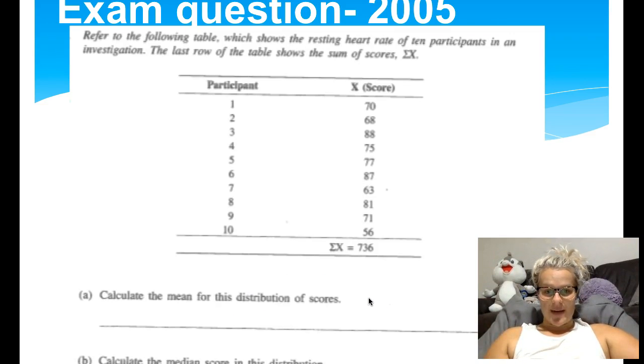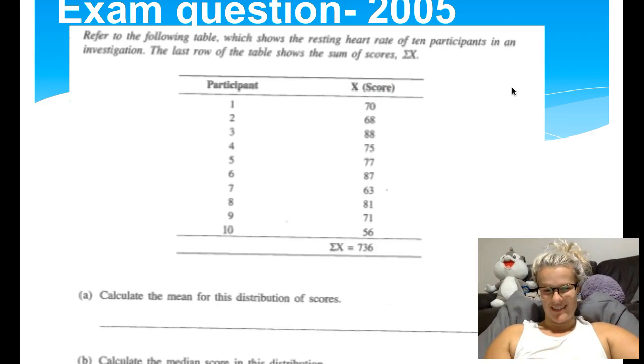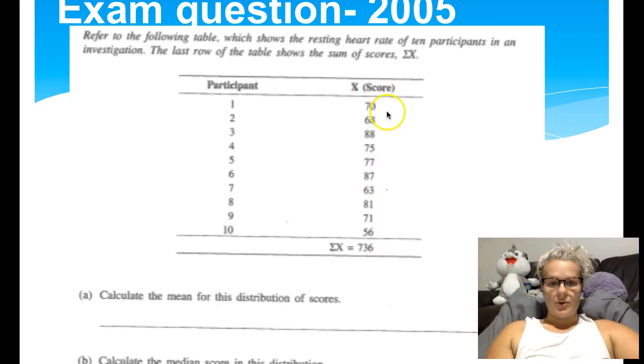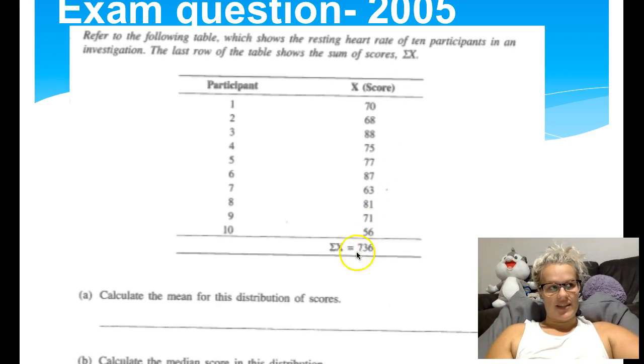So have a go at this one, and there's some important things to notice about exam sessions like this. It's never going to be hard. So refer to the following table, which shows the resting heart rate of 10 participants in an investigation. The last row of the table shows the sum of scores. So the sum of scores is actually how many they are. They've calculated the 10 points. So all of these added together is 736.